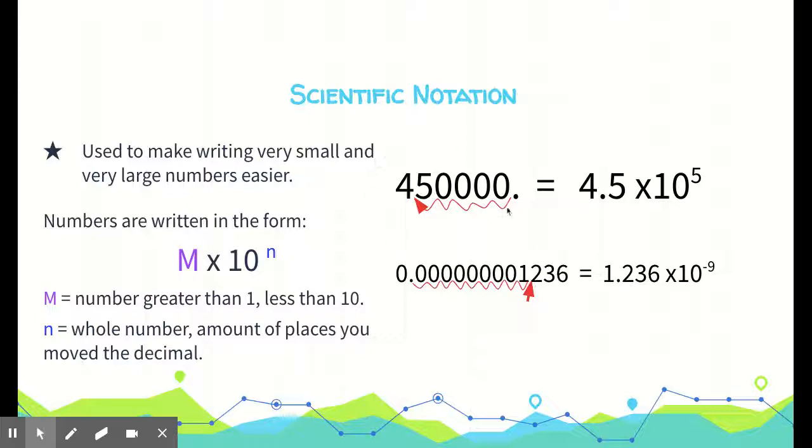So when you're looking at this here, you can see that the arrows go in opposite directions. If you're moving your decimal point to the left, the exponent will be positive. If you're moving your decimal point to the right, the exponent is negative. Another way to double check that is that this is a number greater than 1, so the exponent is positive. This number is less than 1, so my exponent is negative.